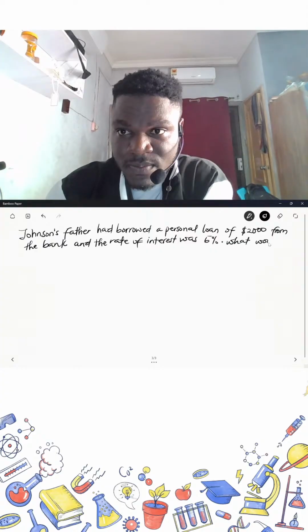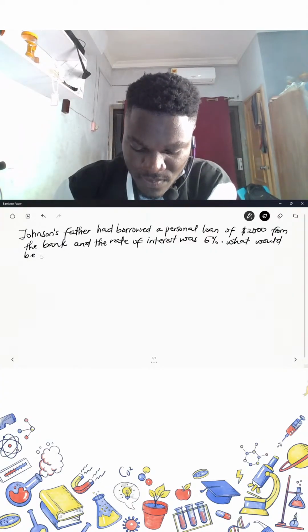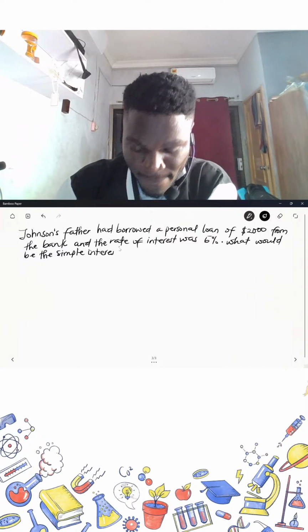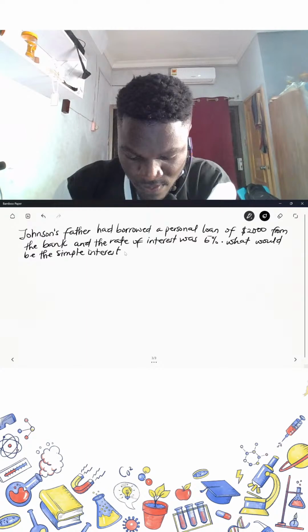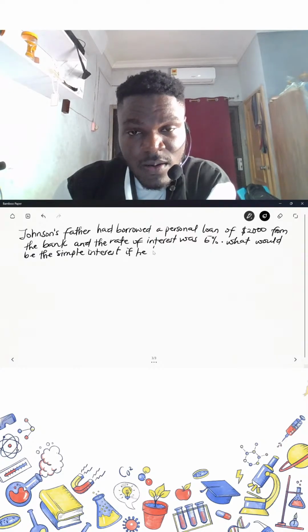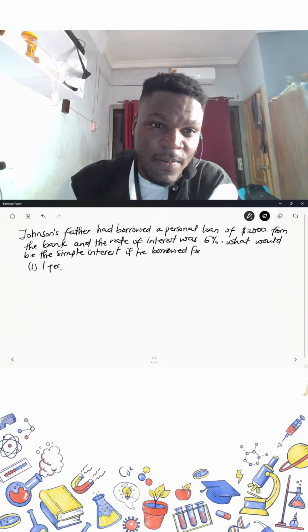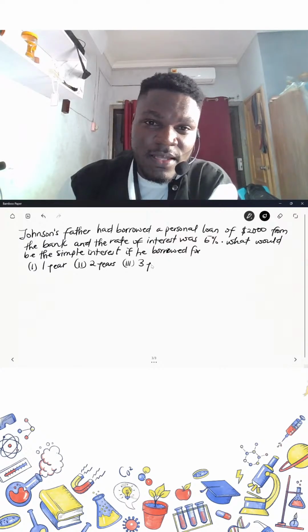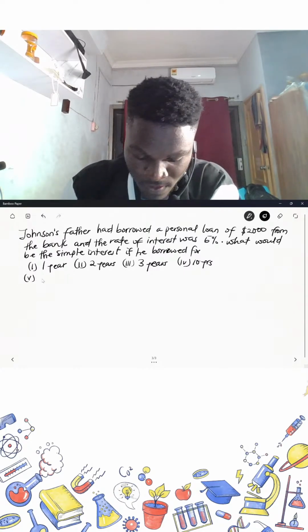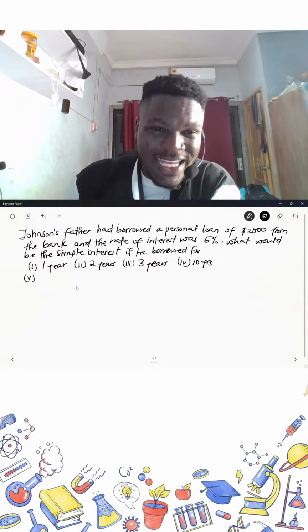What would be the simple interest if he borrowed for I, a year; II, 2 years; III, 3 years; IV, 10 years; and then lastly, V. Calculate the amount he has to return at the end of each case.